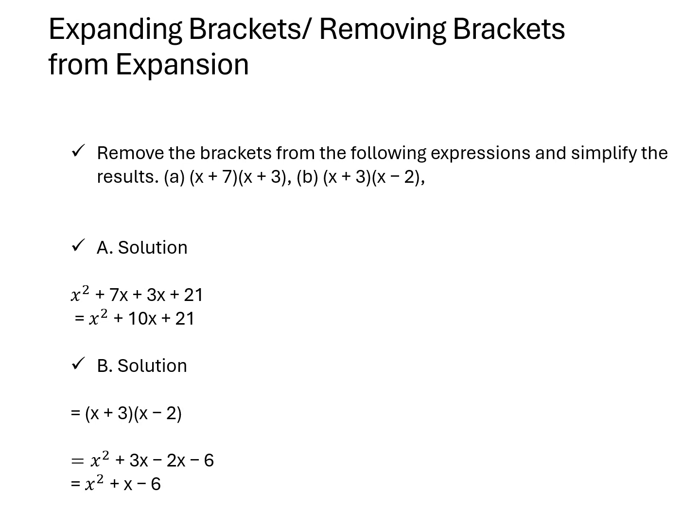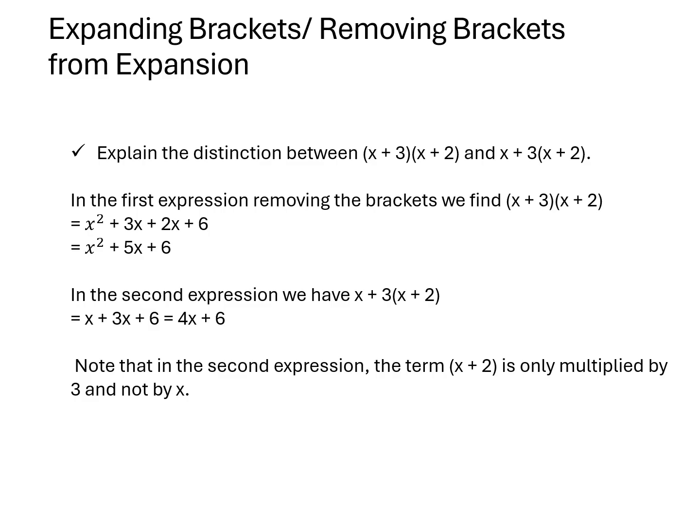Look at B. x plus 3 times x, and x plus 3 times negative 2. Right? Work it out and see if you get the answer. Pay attention to this one. Look at the difference between x plus 3 in bracket times x plus 2. So both brackets multiplying each other. And then you have x plus 3. It's not in bracket, but you have x plus 2 in bracket.